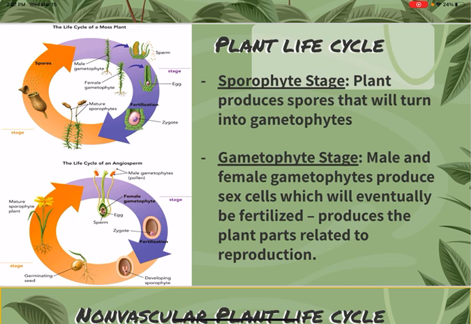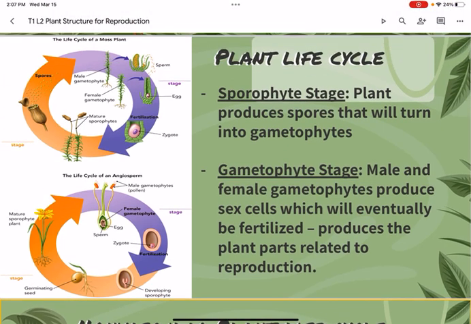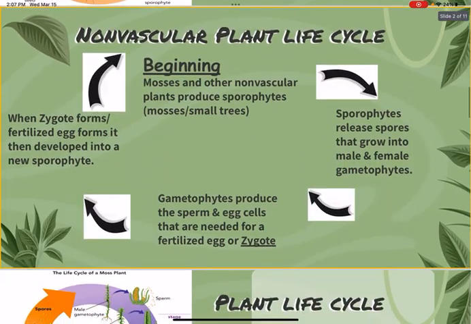The gametophytes, the male and female gametophyte, depending on whether it's a part of a flower or a cone, whatever, they will produce the sex cells. For males, it's pollen. For females, it's the eggs or the ovules. And then when they combine, that will result in fertilization, which produces the plant parts that lead to the next stage of reproduction. Usually seeds for vascular plants, but just little mini plants for non-vascular plants.